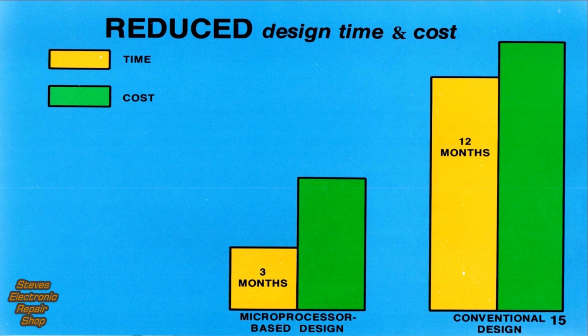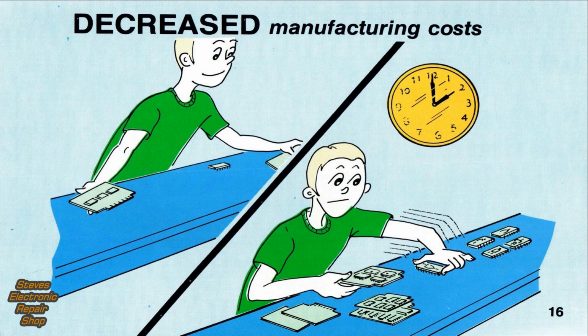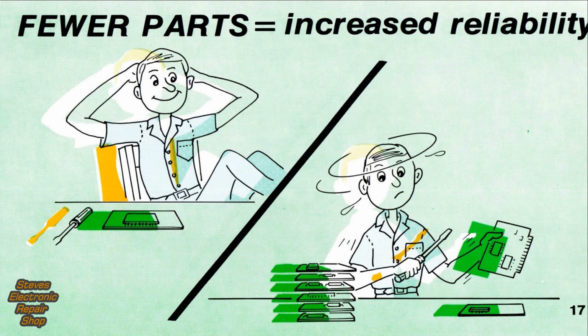In fact, a system that requires 1 year of design time using conventional techniques can probably be finished in only 3 months with microprocessor-based techniques. By the same token, it's less expensive. Frame 16. Since the microprocessor-based system shown on the left requires fewer components, it costs less to manufacture than the conventional logic design on the right. Fewer parts mean increased reliability, and microprocessors are no exception. They're well known for their dependability.